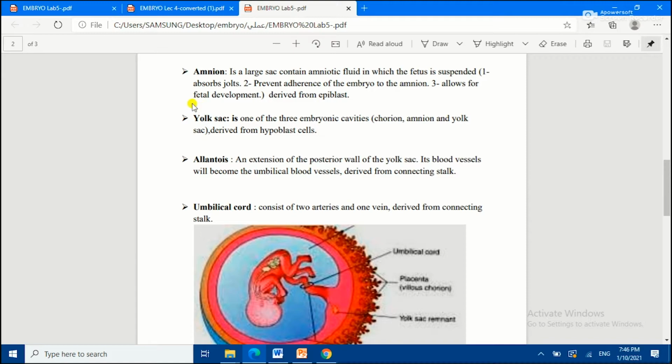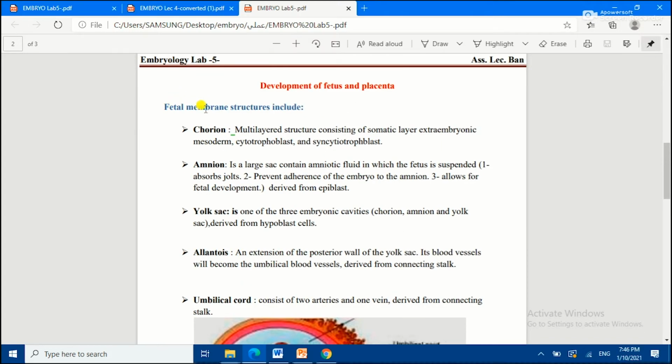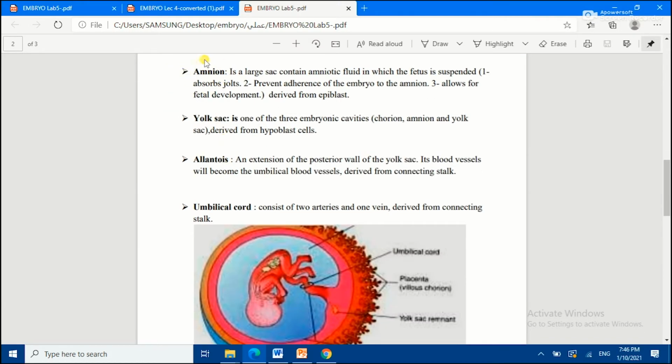Another structure that is included in the fetal membrane is the amnion. Okay, so it's a large sac. The amnion is a large sac that contains a fluid, we call it amniotic fluid. The fetus is suspended in this fluid, and it has many functions. One of these functions is absorbing jolts, or absorbing the shocks from outside.